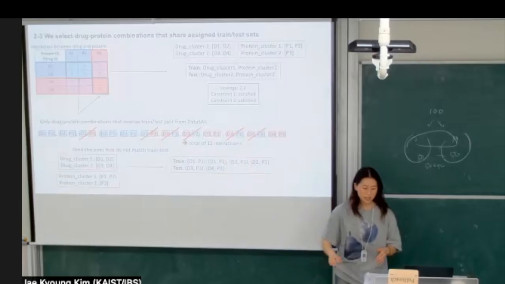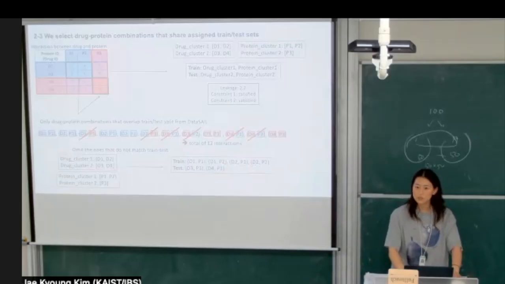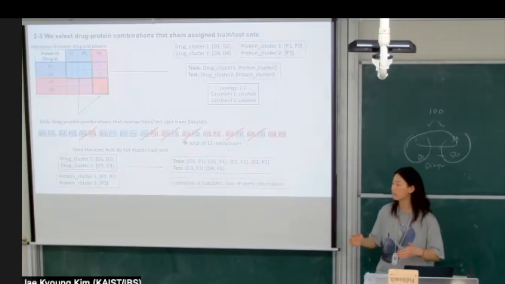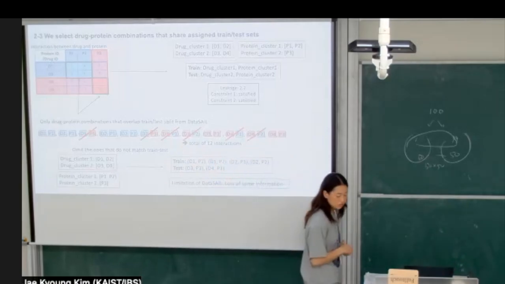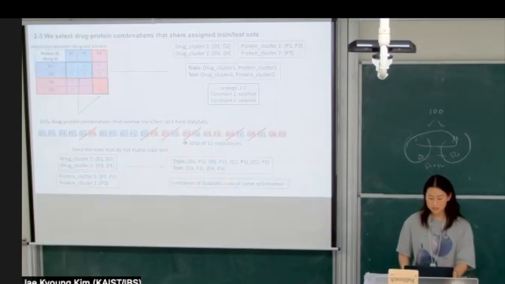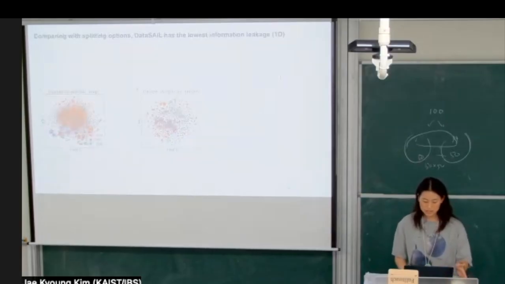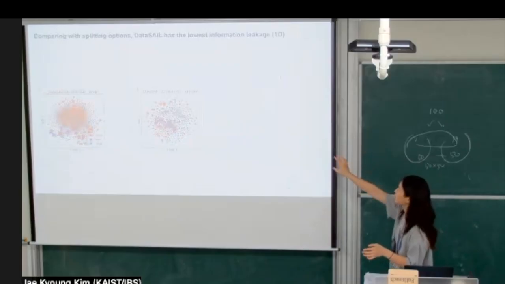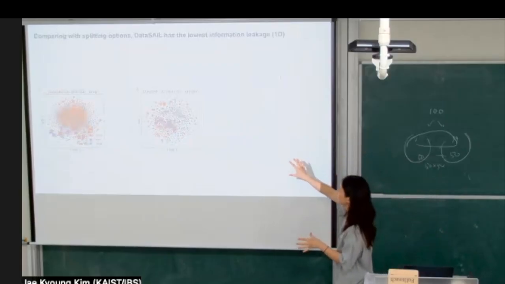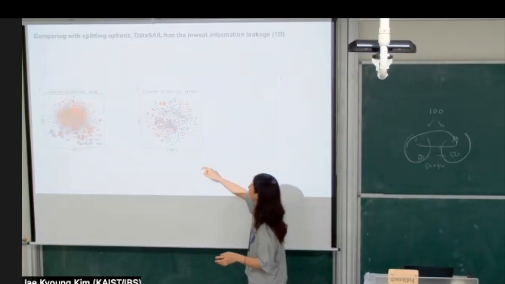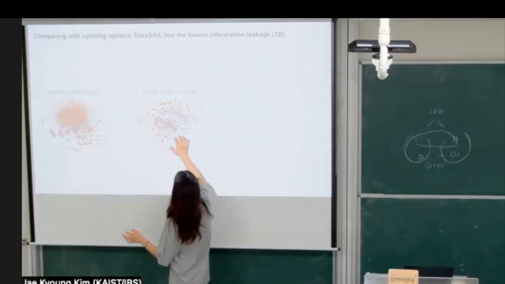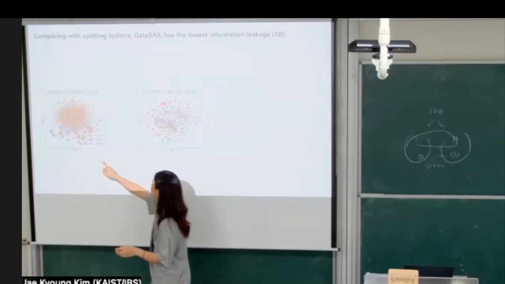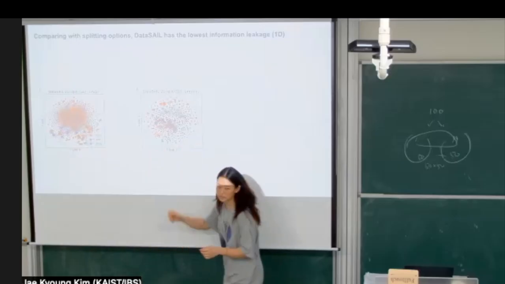That's why they mentioned one of the limitations of the two-dimensional dataset split: there's some loss of information because they're omitting some of the parts. If we look at the two-dimensional performance, sorry, there's a typo, you can see this is for drugs and this is for protein. We can see that there are some clusters for test.